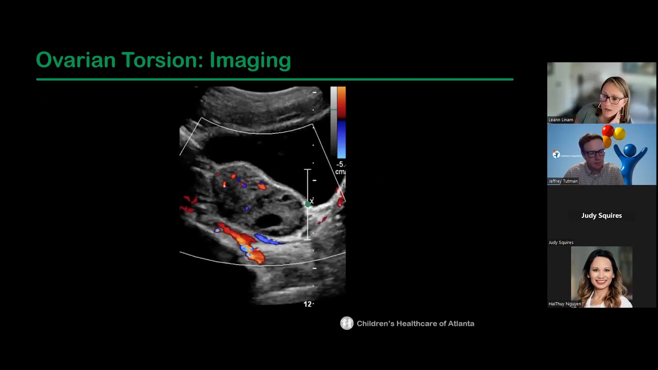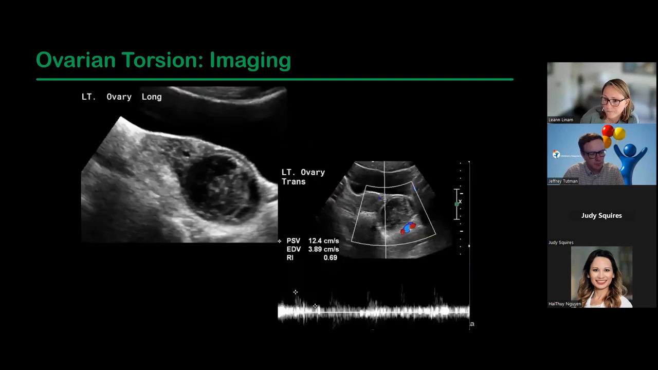And here's a case. This is a patient who had a hemorrhagic cyst and torsion. And you can see that there is some blood flow, but when they took this patient to the OR, it was a hemorrhagic cyst with a torsion. And here's another case of a hemorrhagic cyst with a torsion. And there is a little bit of blood flow to this peripheral bit of ovarian tissue, but again, this was torsed in the OR.